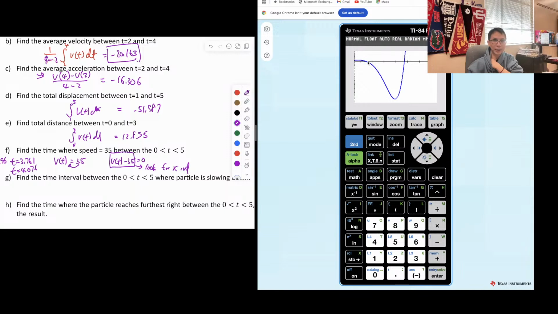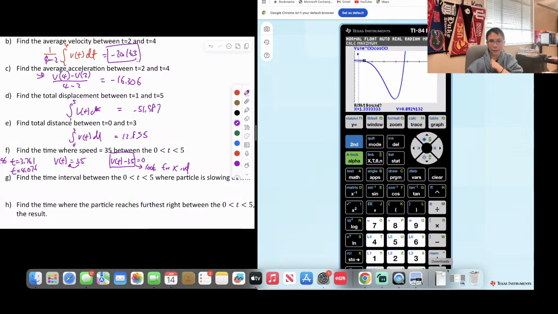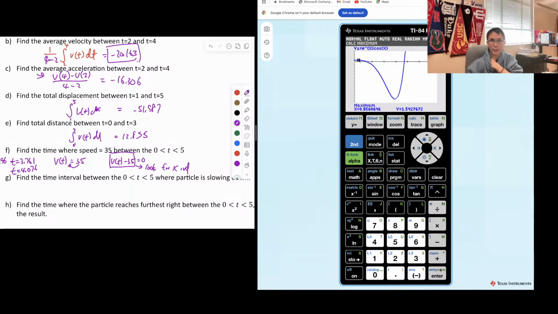And this part is slowing. Which part is slowing? We were looking for slowing down, right? Slowing down from here to here and from here to here. Does it make sense? So it's harder to use this calculator because you want to find the maximum at that position, at the first part here. So I'm gonna find the maximum here because this is what I need. Press enter, press enter. Hopefully I find the maximum.